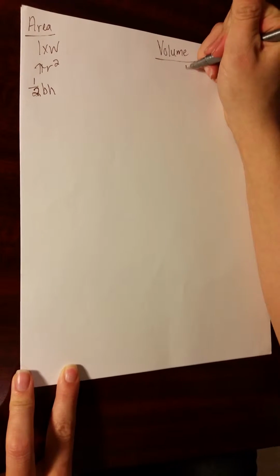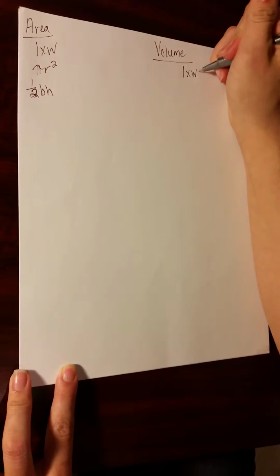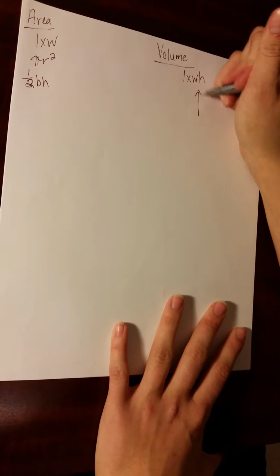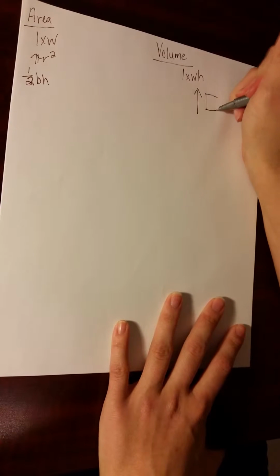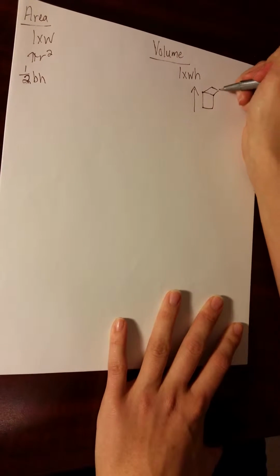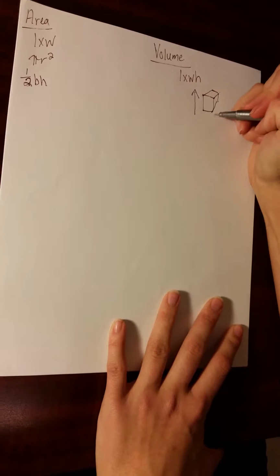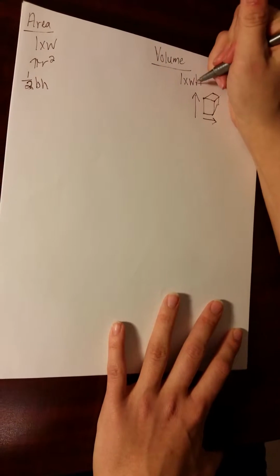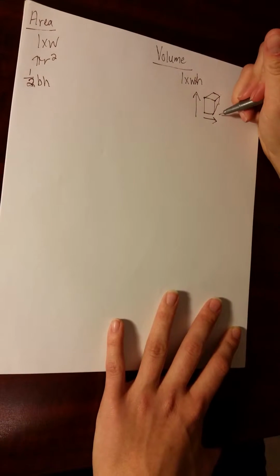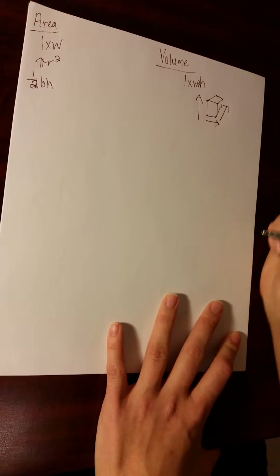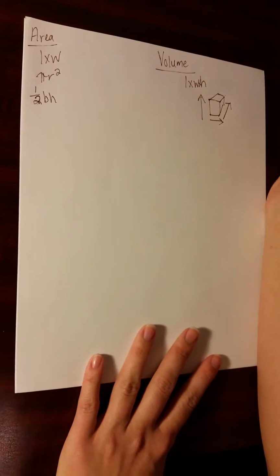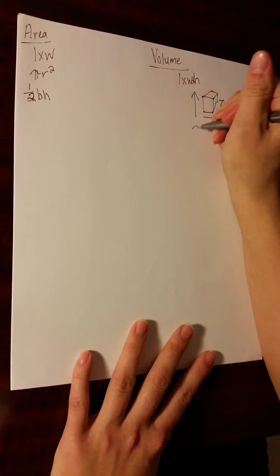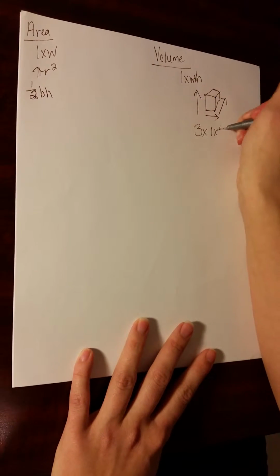So for a rectangular prism, we have length times width times height. Now, the height is obviously going to be how tall the object is. The width is going to be how wide it is. And the length is going to be how far back does it go. Okay? So for this one, I'm going to pick 3 random numbers. We're going to have 3 times 1 times 4.